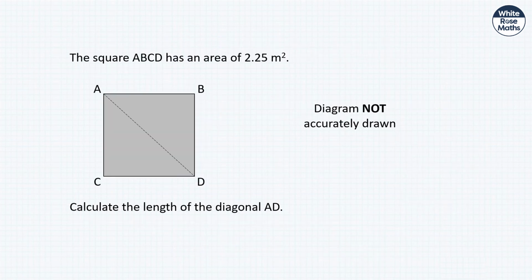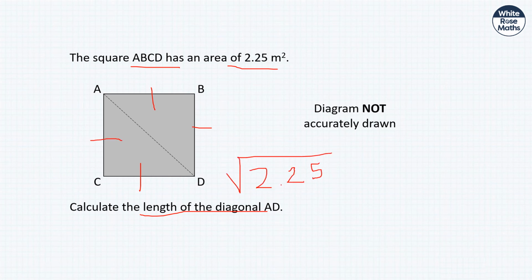Okay, the square ABCD has an area of 2.25 meters squared. Calculate the length of diagonal AD. So the first part is to obviously square root that number. The square root of 2.25 will give you 1.5. To work out length AD, it'll be 1.5 squared plus 1.5 squared, square rooted.